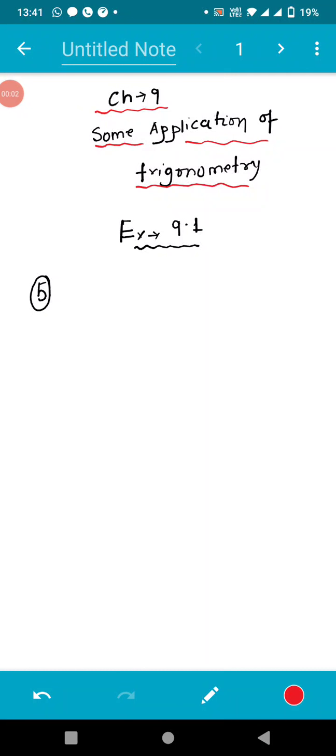Hello students, this is Pallav sir and today I will explain question number 5 and 6 of exercise 9.1, chapter 9, some applications of trigonometry. Now let us see what is there in question number 5.